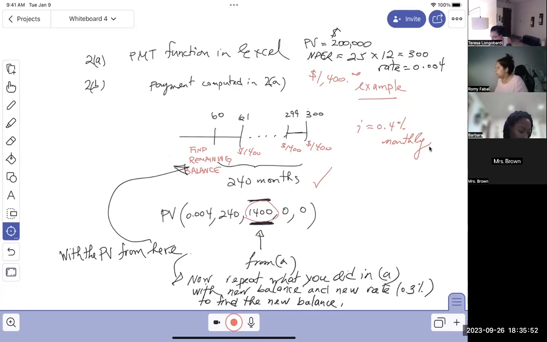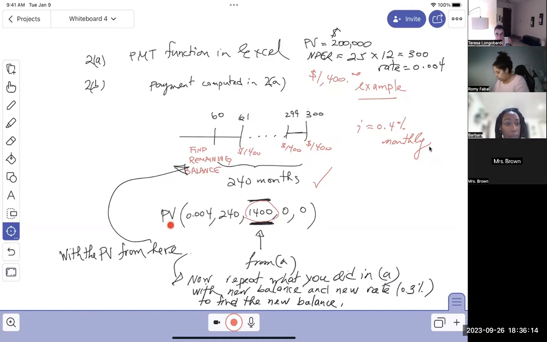You have to find out what the remaining balance is by also thinking about it in terms of the time value of money. There are 240 payments remaining. Whatever the payment is that you found in A, use it to find the remaining balance. So it's like a backward way to find the remaining balance of what's coming.